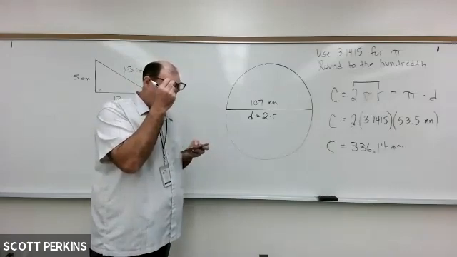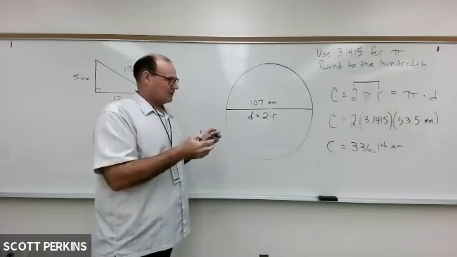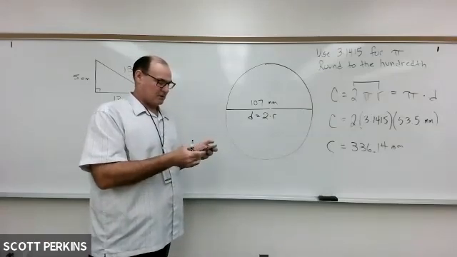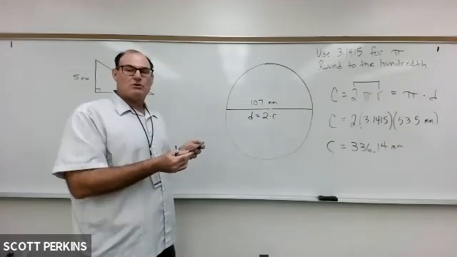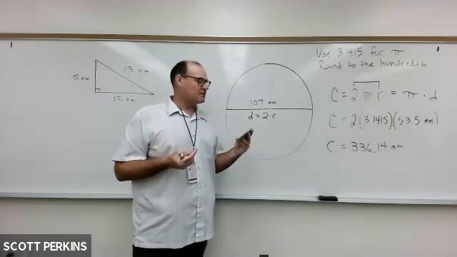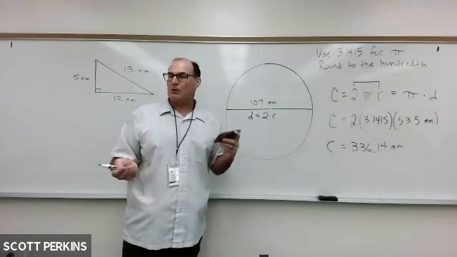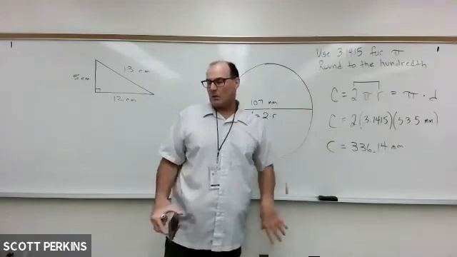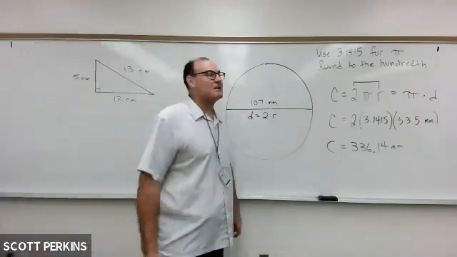Where's the pi key on my Apple phone here? There it is. And then times 53.5. So if you use the pi key on your scientific calculator, you get 336.15 as your answer. And that's more accurate than this because there's more decimal places. So either one I would accept on the test.